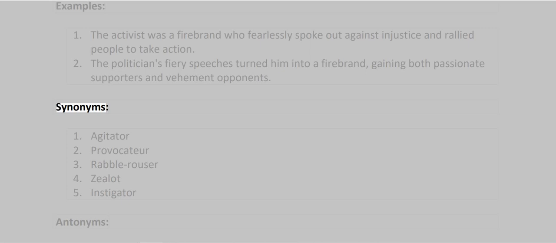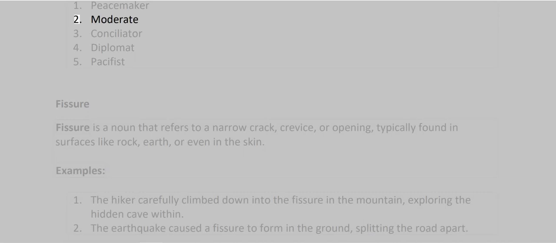Synonyms. 1. Agitator. 2. Provocateur. 3. Rabble-rouser. 4. Zealot. 5. Instigator. Antonyms. 1. Peacemaker. 2. Moderate. 3. Conciliator. 4. Diplomat. 5. Pacifist. Fissure.